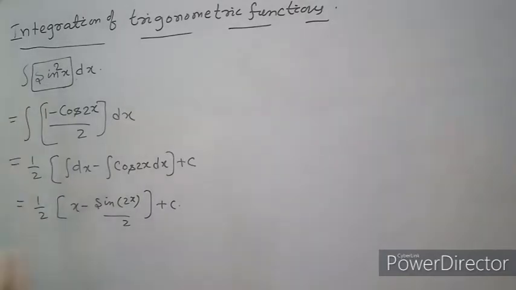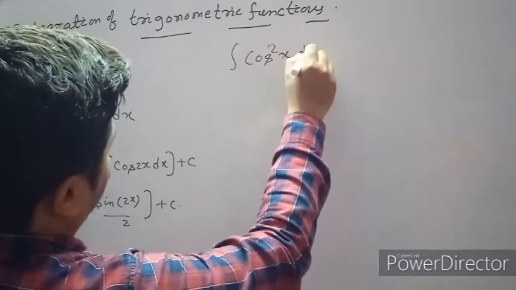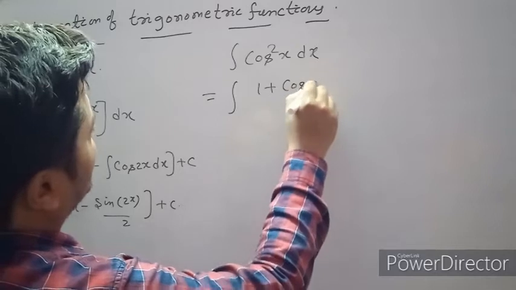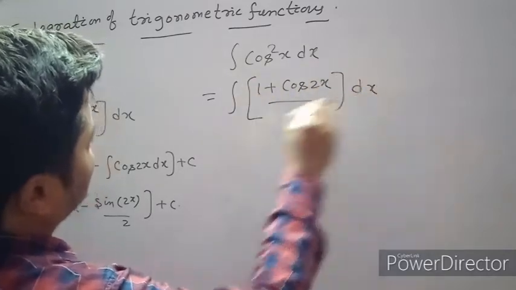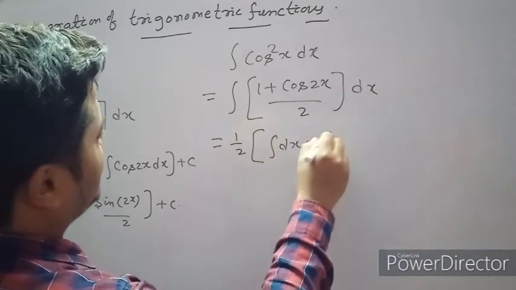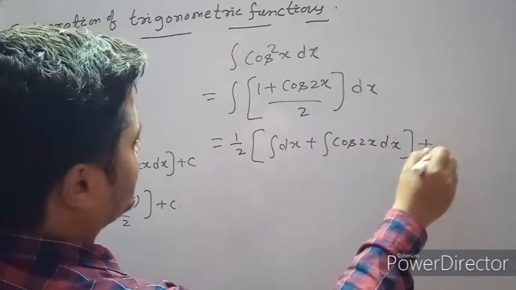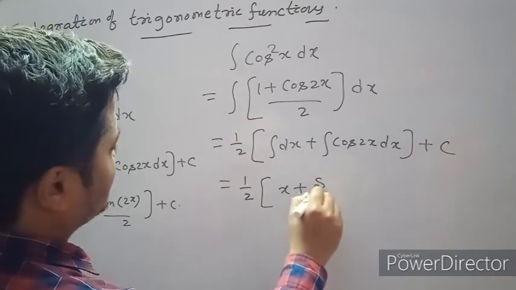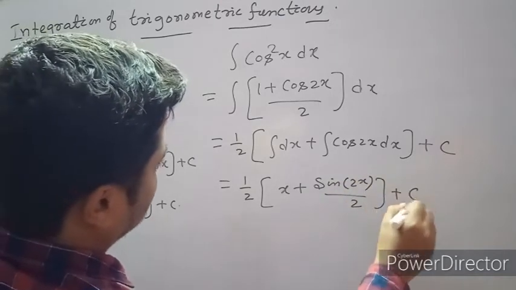So if you have, instead of sin square x, say cos square x dx. In this case, cos square x can be written as (1 plus cos 2x) by 2 dx. So you get 1 by 2 integration dx plus integration cos 2x dx plus c. So what you get? 1 by 2 [x plus sin 2x by 2] plus c.